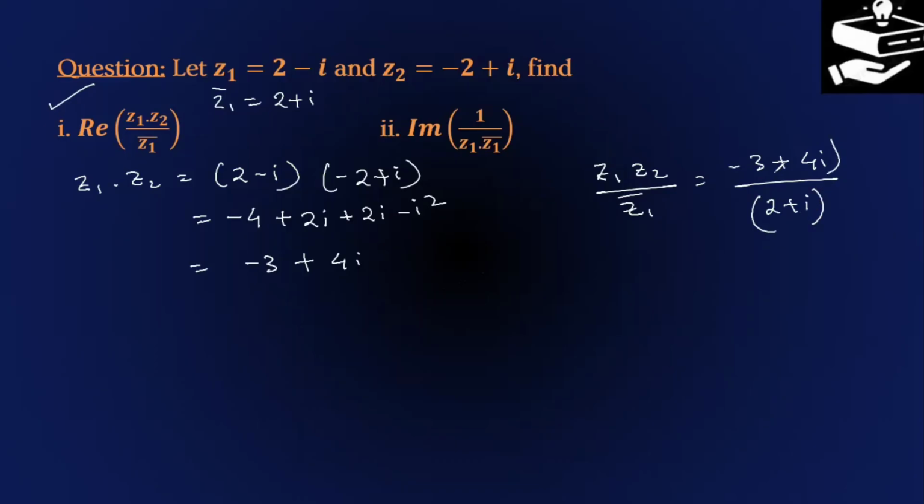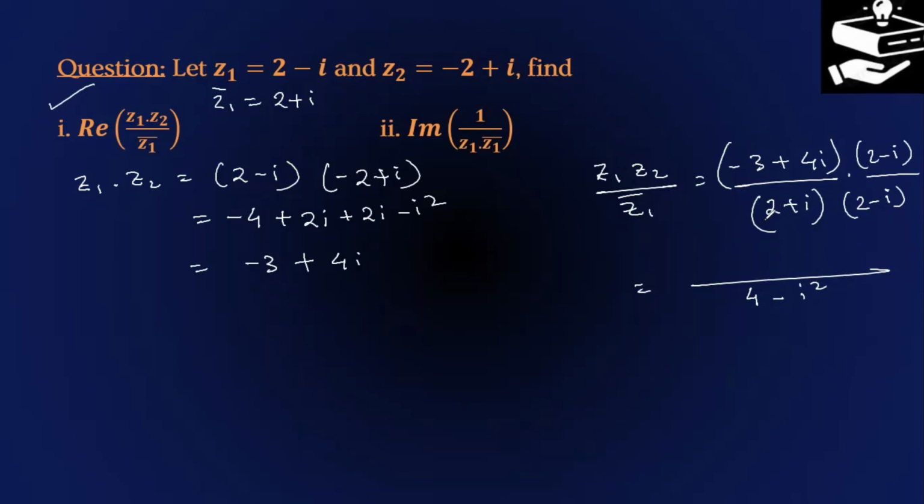So what we need to do? We need to multiply by the conjugate. What is the conjugate of 2 plus i? It will be 2 minus i. Let's multiply by 2 minus i. If we multiply, in the denominator we will be getting a plus b into a minus b, so a square minus b square. 2 square is 4 minus i square.